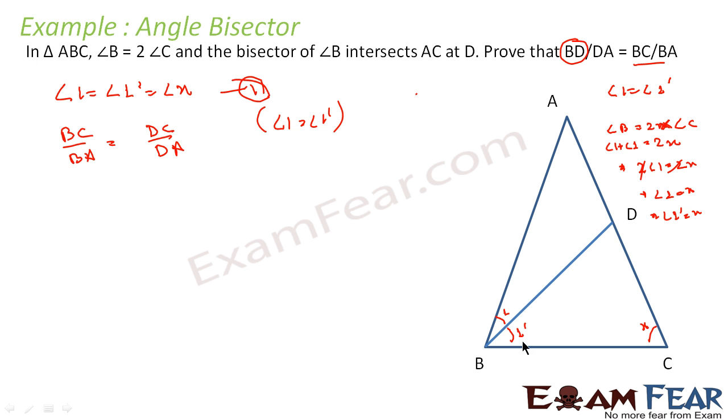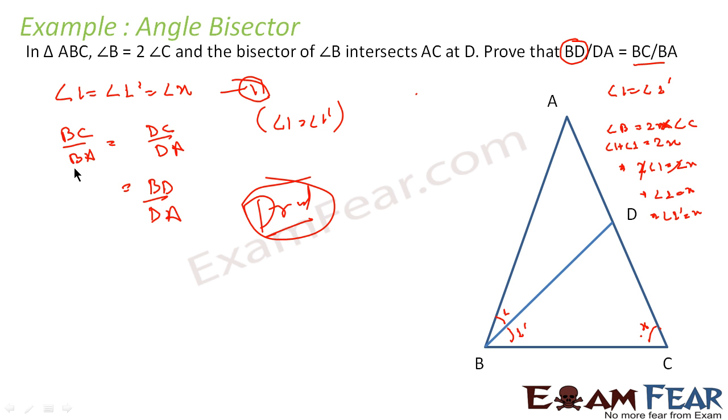Since we have proved that angle 1 is equal to angle x is equal to angle 1 dash, we can prove that BD is equal to DC. Since these two angles are equal, BD is equal to DC. So instead of DC I'll write BD by DA, and that is my answer. Very simple question.